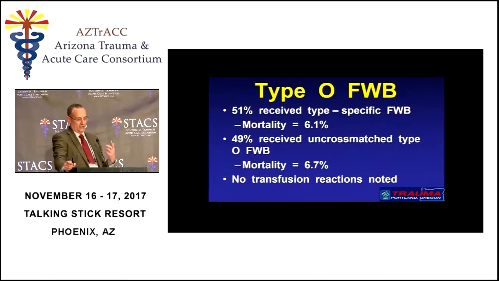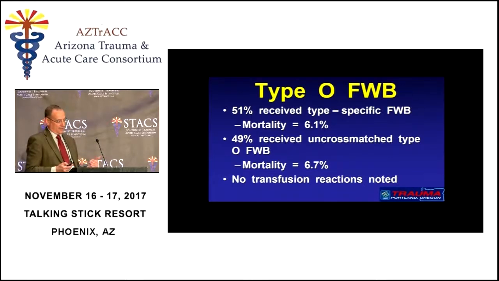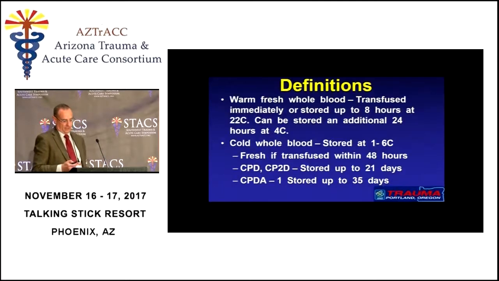It turns out, based on work done in theater and in Pittsburgh, that type O is a universal donor for fresh whole blood. Here's a study of combat casualties receiving fresh whole blood, equally distributed. Half were type specific, half were O blood given to non-O patients, and there was no difference in mortality and no transfusion reactions were found. So type O blood appears to be a universal donor.